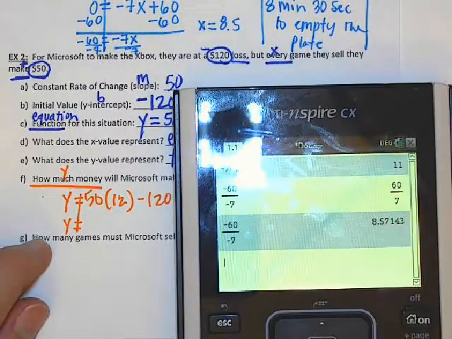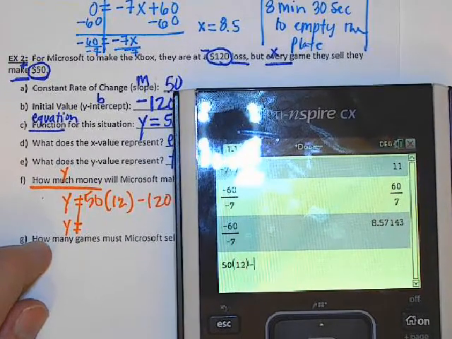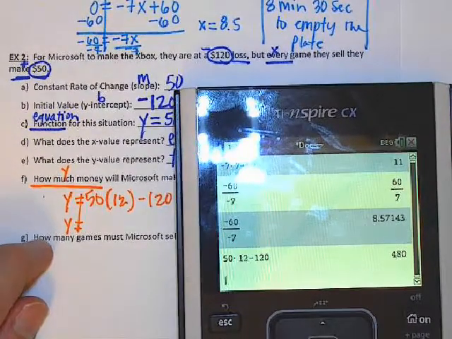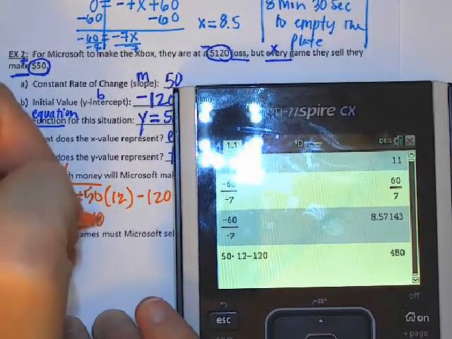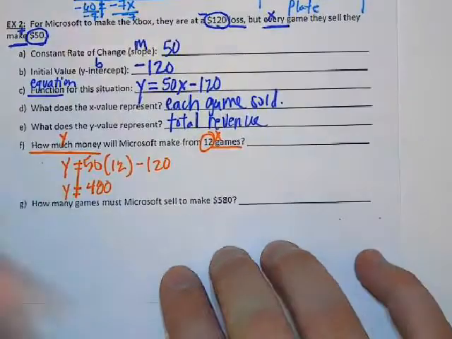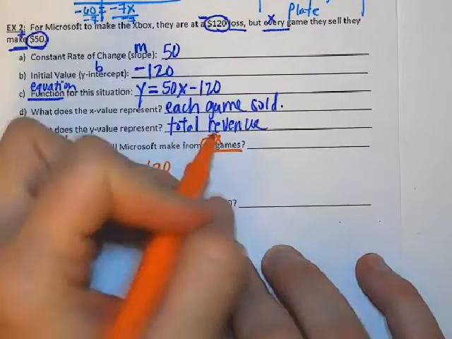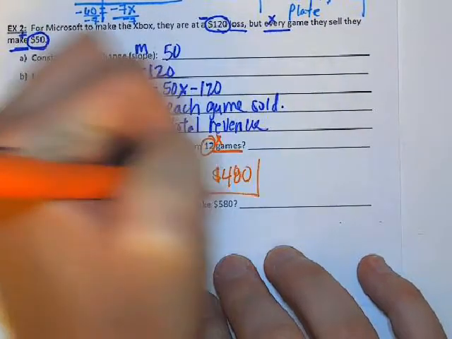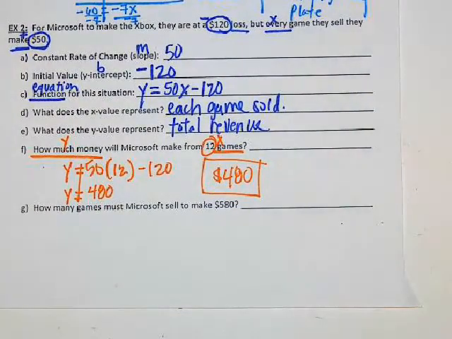Okay, so 50 times 12 minus 120 gives you 480. Okay, so is that 480 games or 480 revenue? Revenue, because it's y equals, and y represents revenue. So this is $480. So if they sell 12 games, they make $480. Profit. That's so profitable.